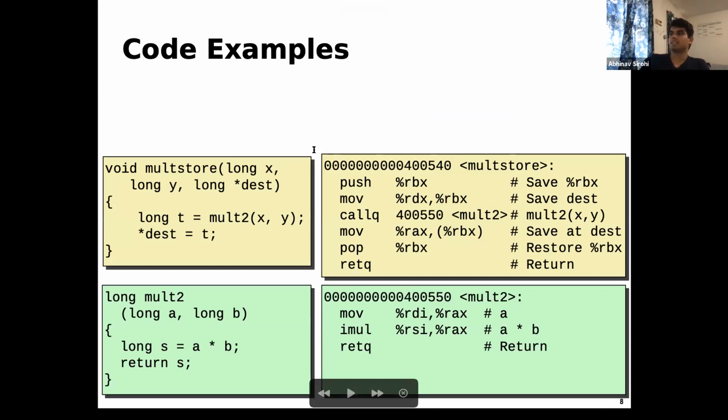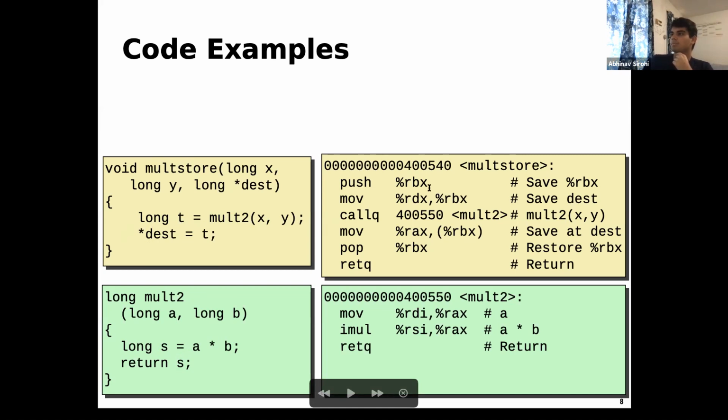And so here's some example code. So we have this code multstore. It takes X, Y, and a pointer to a destination. And what it does is it calls this other function called mult2. So this function basically just stores the result of the multiplication into destination. And it calls mult2 to actually do the multiplication. It passes in X and Y, multiplies them, returns them. And then we dereference destination and store the value of T in it. So the multiplied total.